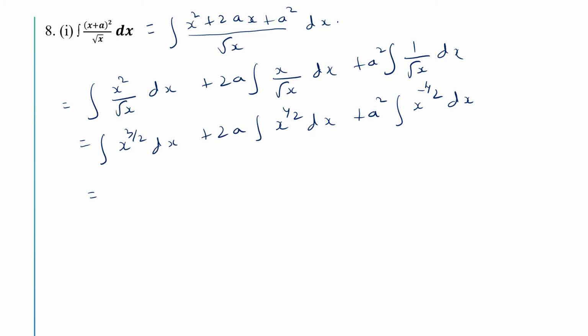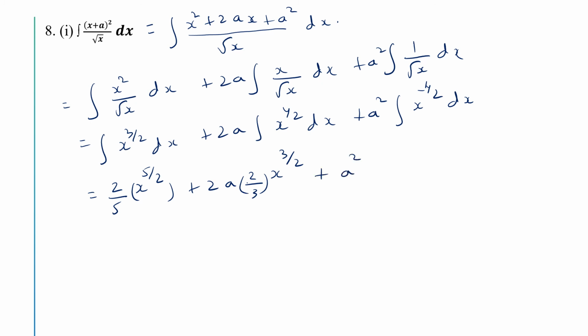Now integral x raised to 3 by 2 dx is x raised to 3 by 2 plus 1, so x raised to 5 by 2 divided by 5 by 2. So here it is 2 by 5. Then plus 2a into integral x raised to half dx is x raised to half plus 1, 3 by 2 divided by 3 by 2. So here it is into 2 by 3.